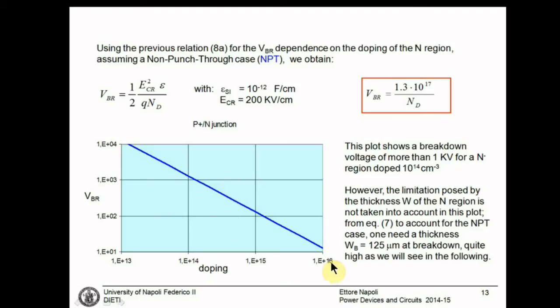It is a decreasing line, in the plane where the x-axis is the doping in log scale, and on the y-axis we have the breakdown voltage in log scale. The numbers are significant for an engineer. If we want a breakdown voltage that is around 1000 volts, you can see we need a doping that is in the order of 10 to the 14, even less, not more.